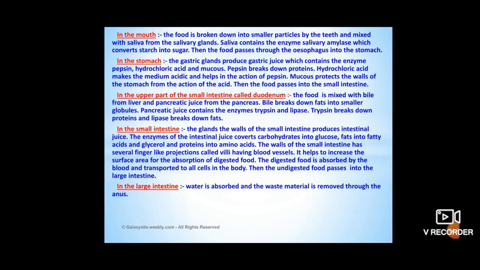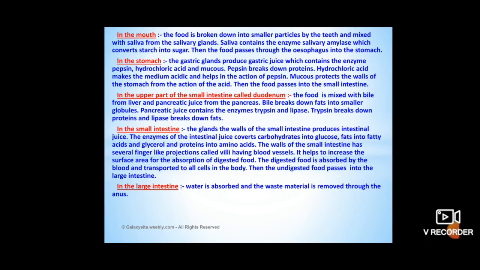See children, this salivary amylase is a kind of enzyme that plays a major role in converting starch into sugar.